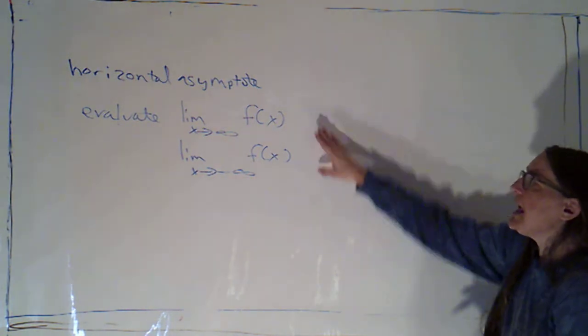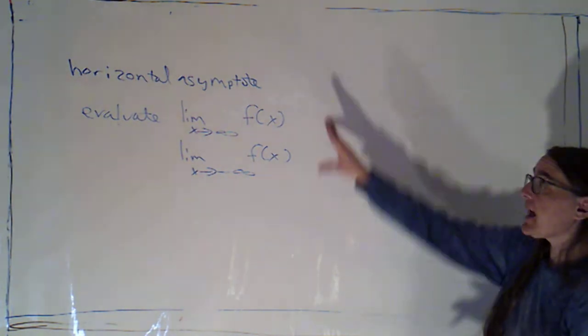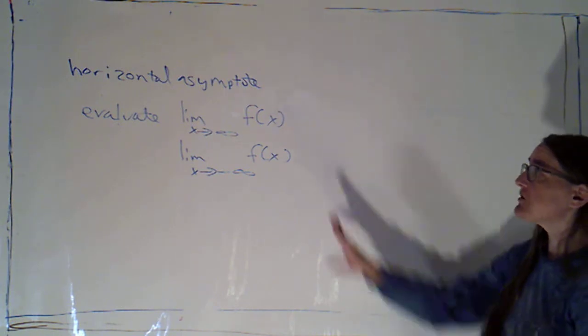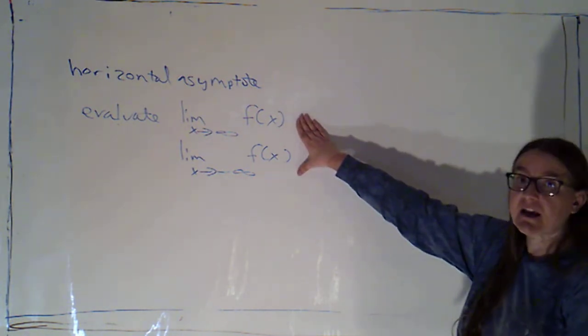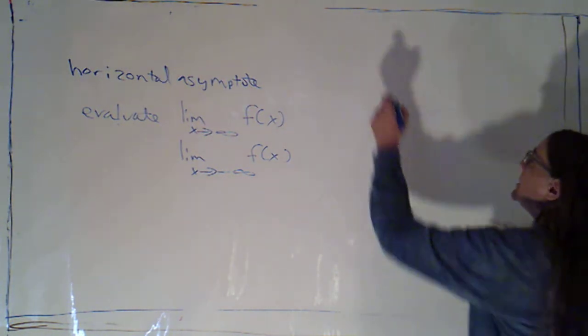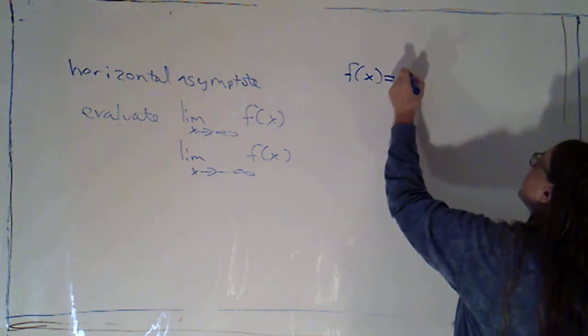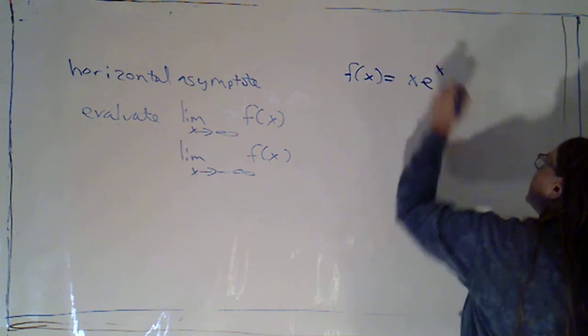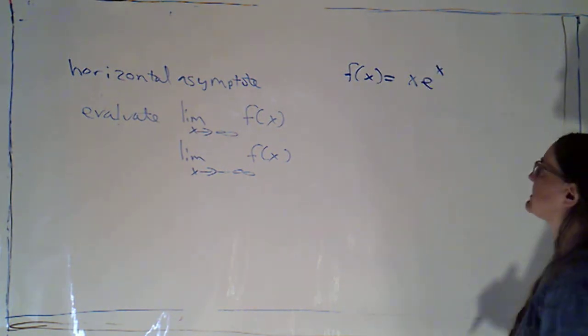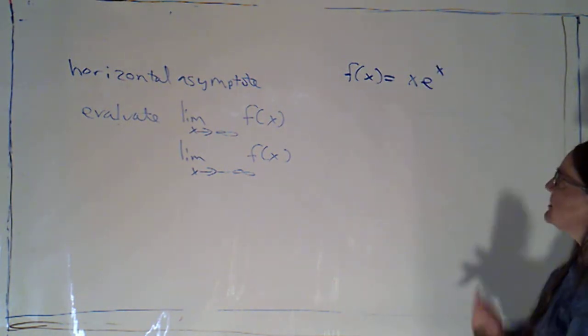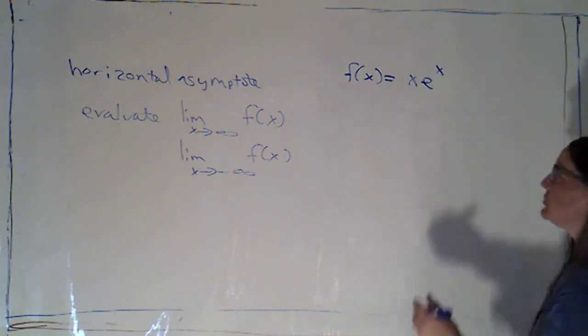Okay. If either of these is a number, we have a horizontal asymptote at that height. If I don't get a number, I don't get a horizontal asymptote. Now, if I ask you to check for horizontal asymptotes, I want you to show your work in checking on both sides. So let's just say, for example, that I was sketching f of x equals x times e to the x. Okay, so I've got to take these two limits.